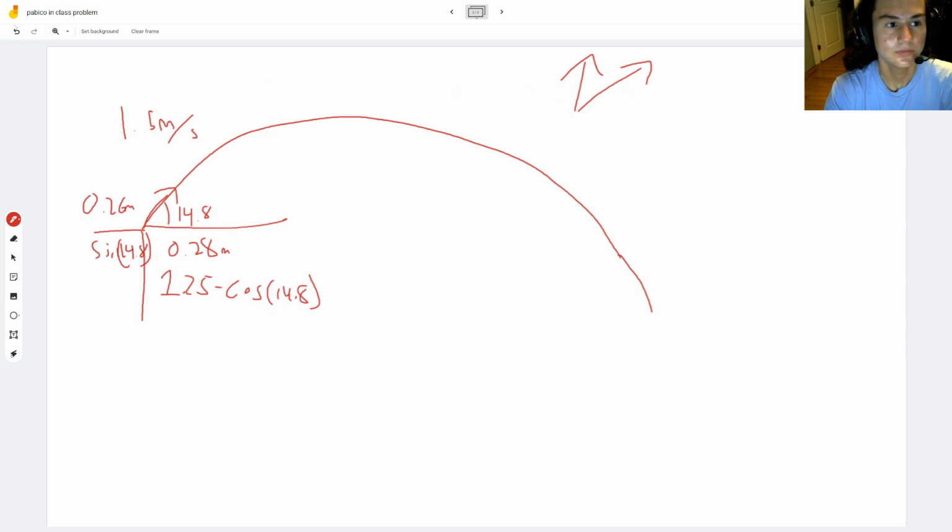Our sine component and our cosine. So it's going to be 1.5 sine 14.8 for the initial velocity. I'll just say V0 sine theta, and then V0 cosine theta. Those are our two components, and so basically we're going to set up our kinematic equations now.